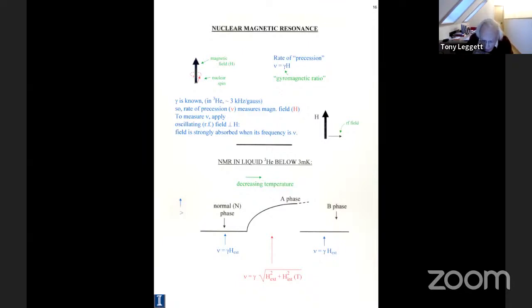So, very remarkably, what they found was that the shift in the A phase was not simply proportional to the external field. There was a so-called Pythagorean formula, as noted at the bottom of this slide in red. That was a real mystery. Next slide, please.